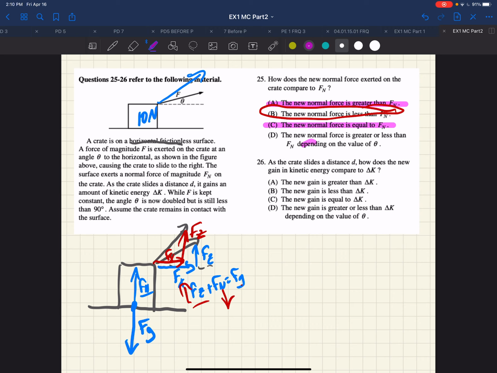Now, this question is assuming we're talking about angles 0 to 90 degrees. And so we can see that as the angle gets bigger and bigger, Fz will get bigger and bigger all the way up to 90, and therefore Fn will get smaller and smaller, such that when the angle is 90 degrees, like so, that's when the normal force will be the least. So that's out, and that's why that's choice B.